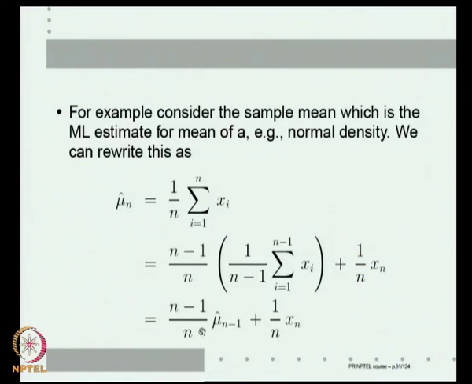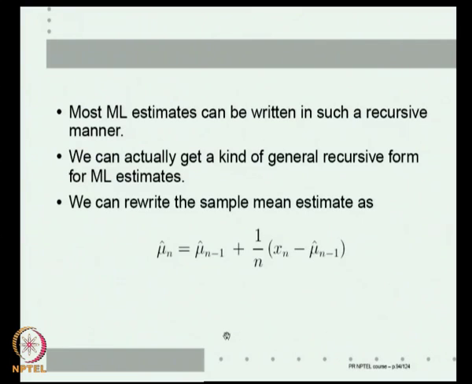I can write this, as you can see, as 1 minus 1 by n. So, on the right hand side I have mu hat n minus 1 and plus 1 by n into x n minus mu hat n minus 1, right. So, I can write the sample mean estimate as mu hat n is equal to mu hat n minus 1 plus 1 by n into x n minus mu hat n minus 1, right.